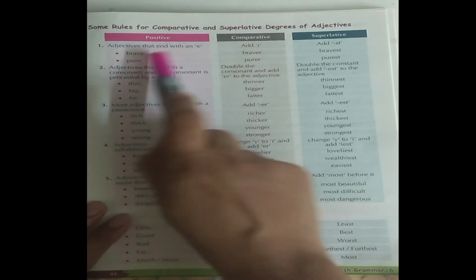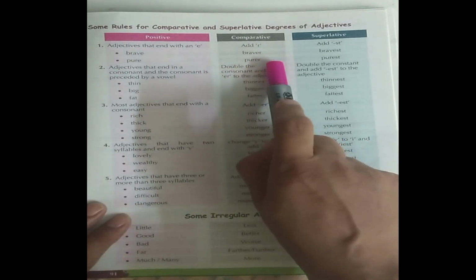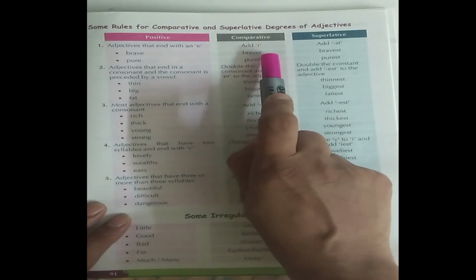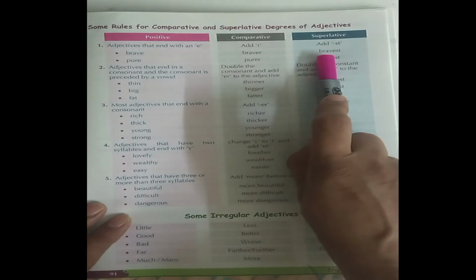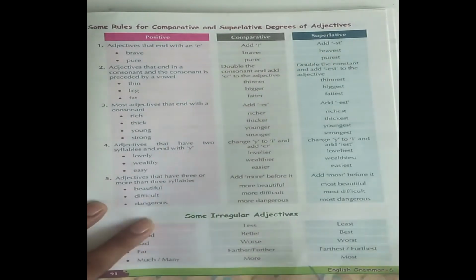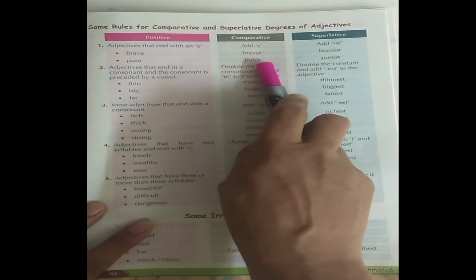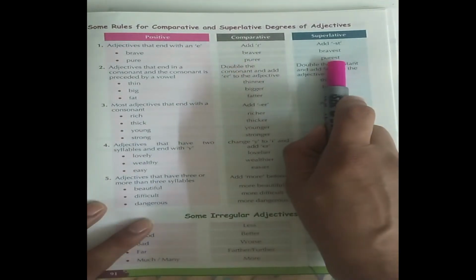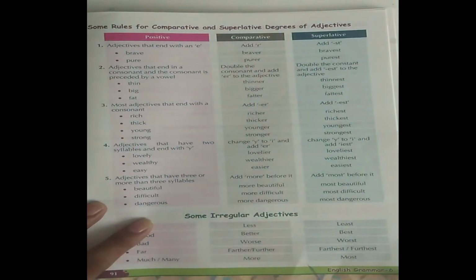If brave is given, E is already written, so the comparative degree of brave will be B-R-A-V-E-R and the superlative will be B-R-A-V-E-S-T. The second example is pure, P-U-R-E, and its comparative degree is purer, P-U-R-E-R, and the superlative will be purest, P-U-R-E-S-T.